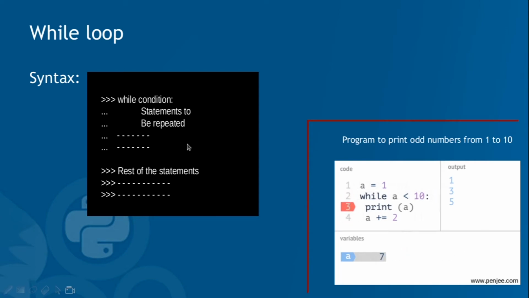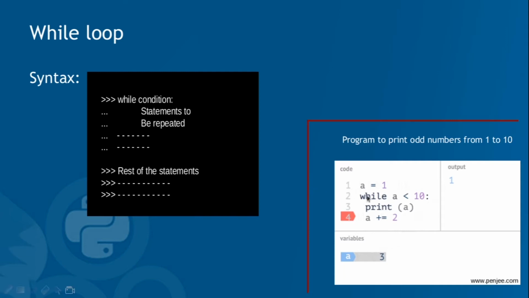After the indented statements are over, it goes back to the condition once again, and checks whether the condition has changed to false or not. If the condition hasn't changed to false, the statements will be repeated again and again until the condition is turned false.